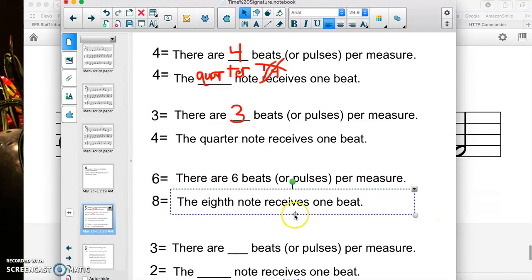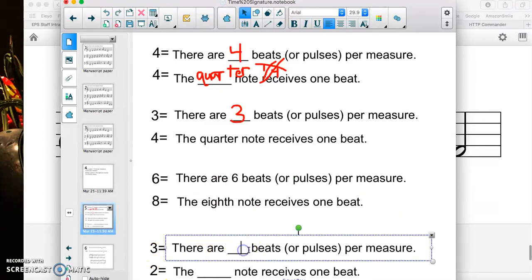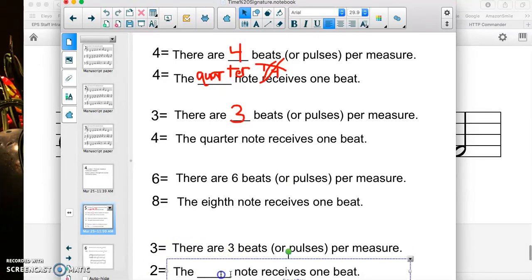And then our last example is 3/2. 3's on the top, so there are 3 beats per measure. When the 2 is on the bottom, the half note receives 1 beat.